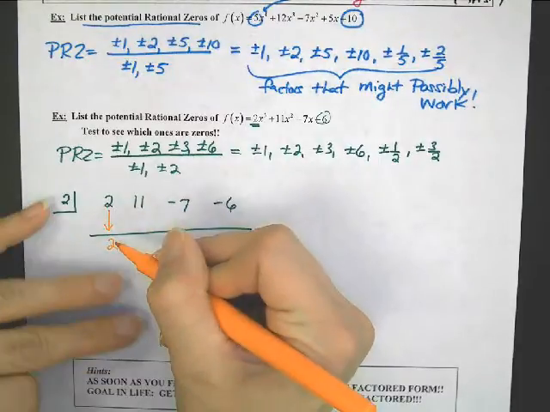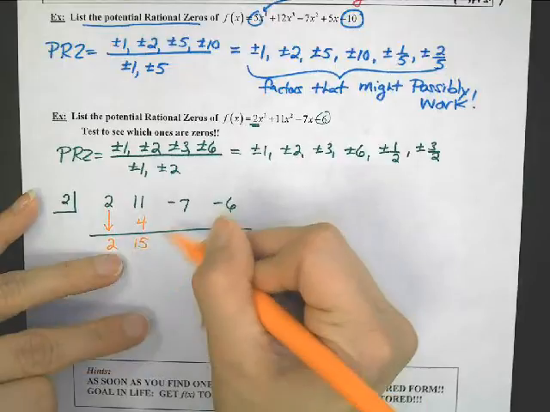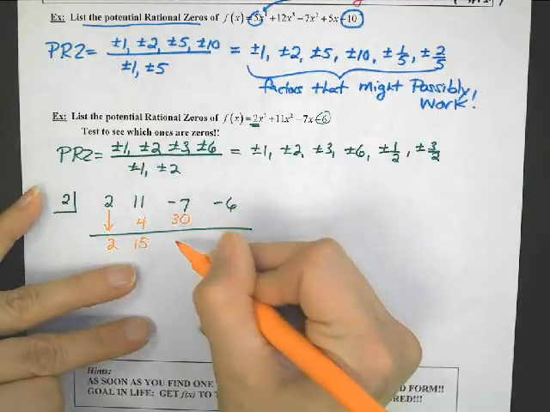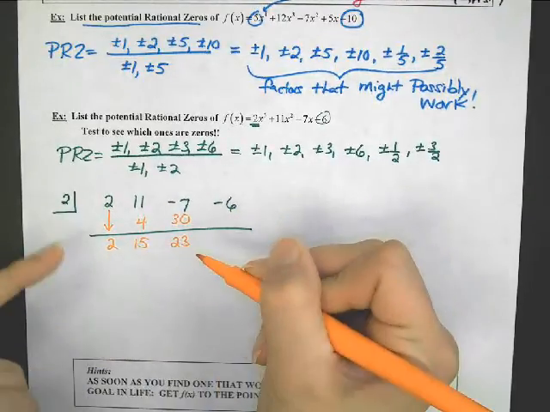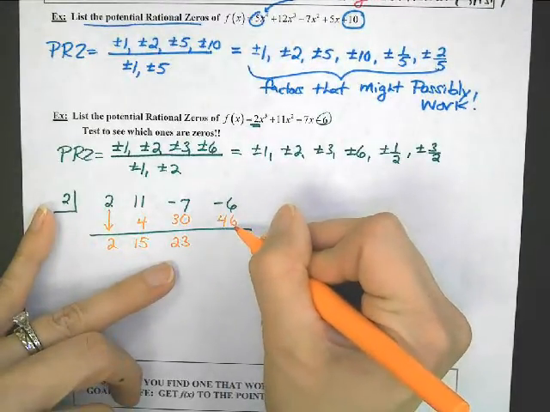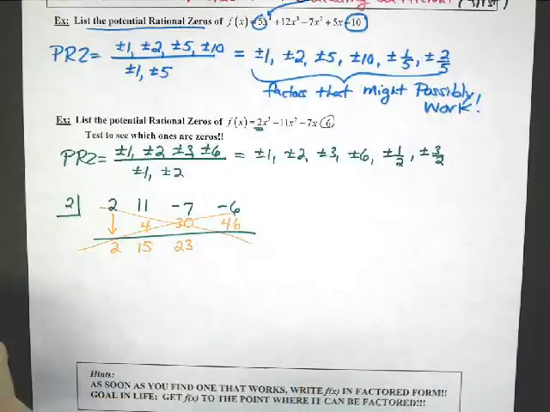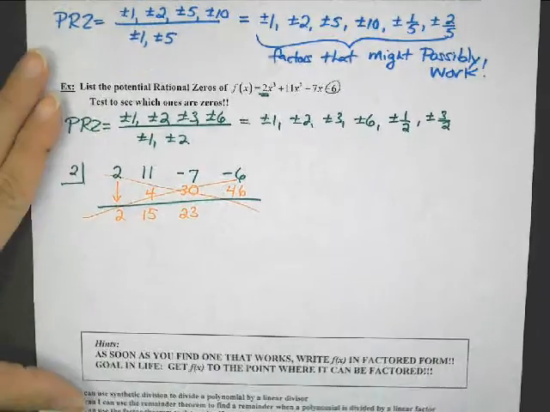Step 1, drop it down. 2 times 2 is 4. 15 times 2 is 30. Subtract 3, 23. 2 times 23 is 46. I don't think that's working. Okay, so 2 did not work. Let's pick another number to try.